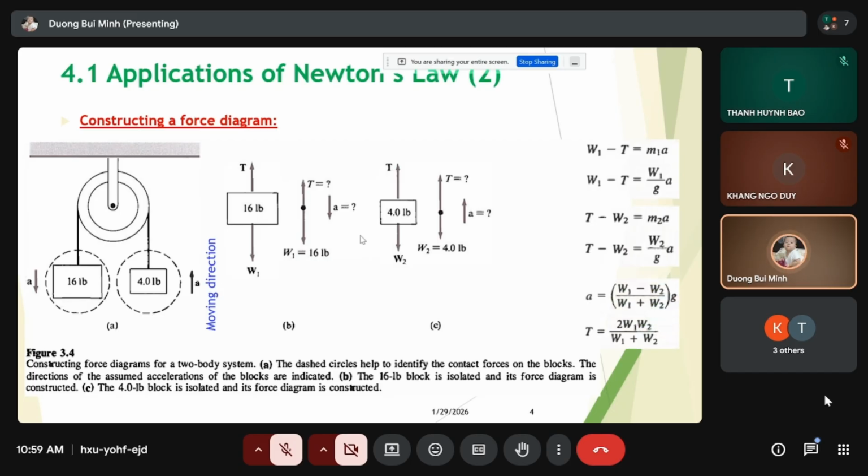So we calculate a. We apply Newton's second law to object 1. The acceleration a is going up here and going down there. So we have W1 minus T. This is x, this is y. So we have T, and W1 minus T equals m1 a. Anyway, we can get the acceleration.